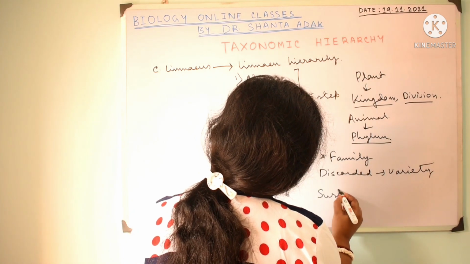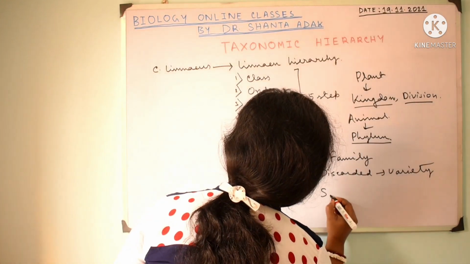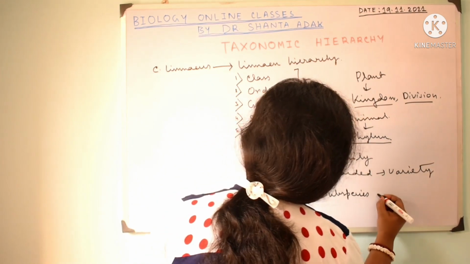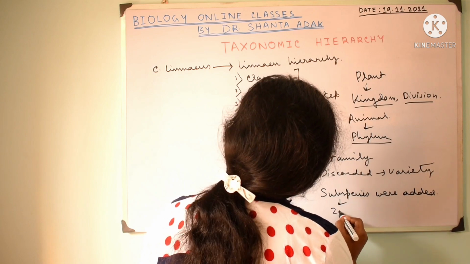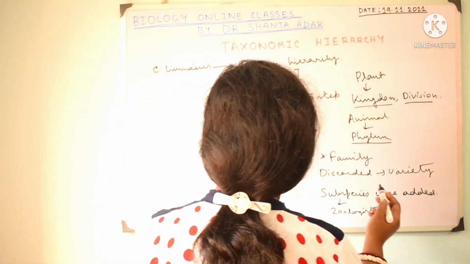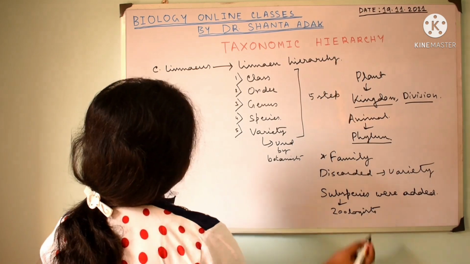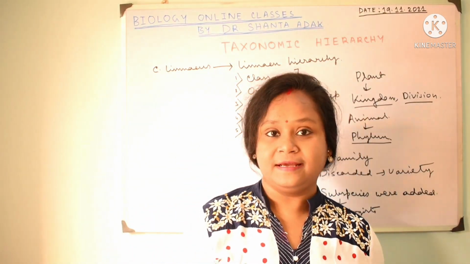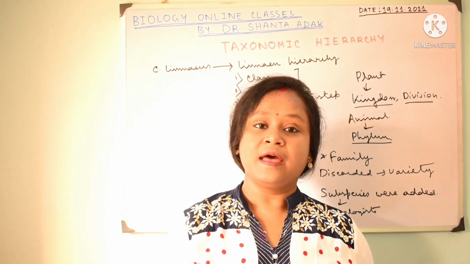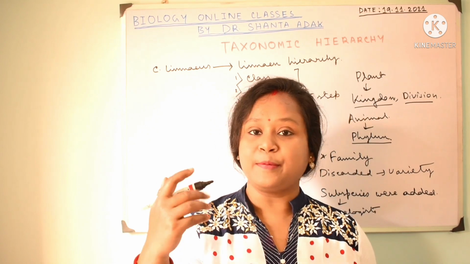The term subspecies was added. This term subspecies is commonly used by zoologists, while variety was commonly used by botanists. After all these modifications, additions, and rejections, in 1758 Carolus Linnaeus introduced, in the 10th edition of Systema Naturae, a seven-step hierarchy.